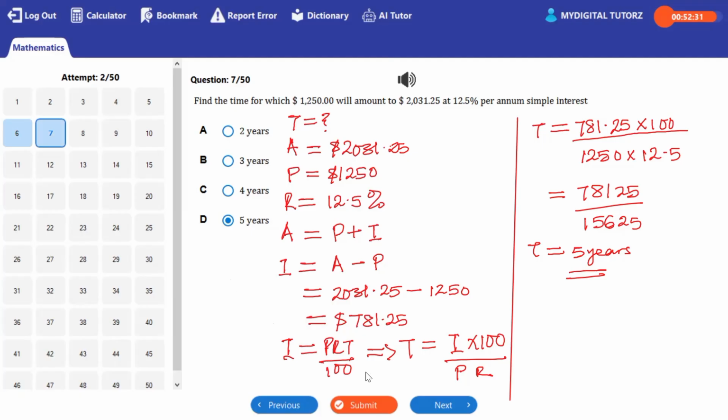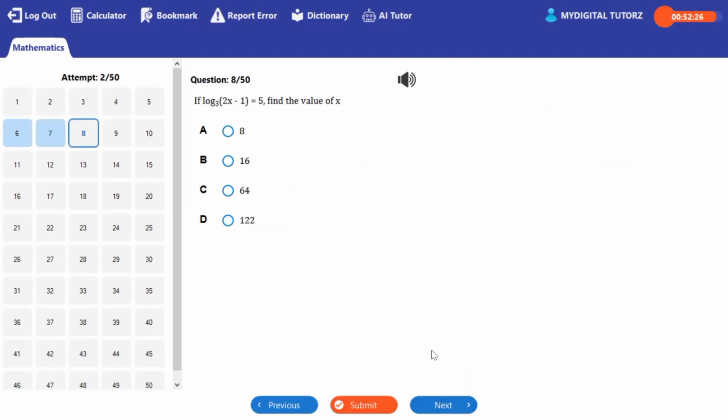So moving on, question 8. Question 8 says, if log of 2x minus 1 to the base of 3 is equal to 5, find the value of x. Given that log of 2x minus 1 to the base of 3 is equal to 5. Find the value of x.